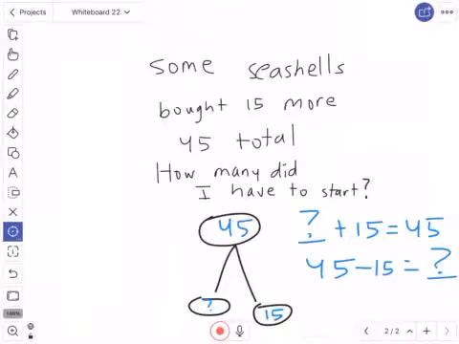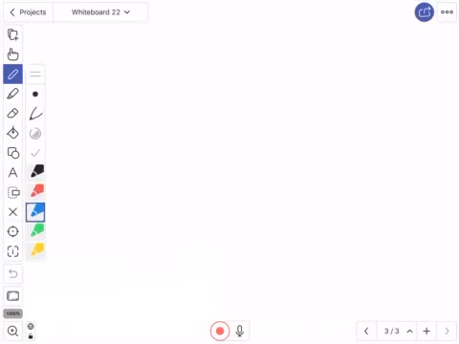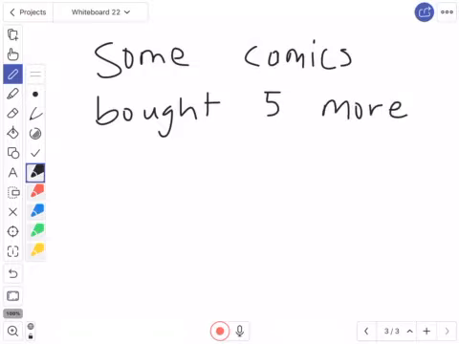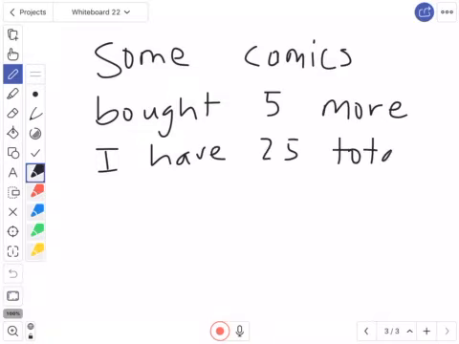Another way to solve that kind of problem would be a comparison bar. I'm going to change the problem. Let's say I have some comics. I bought 5 more. I have 25 total. I want to know how many I started with.